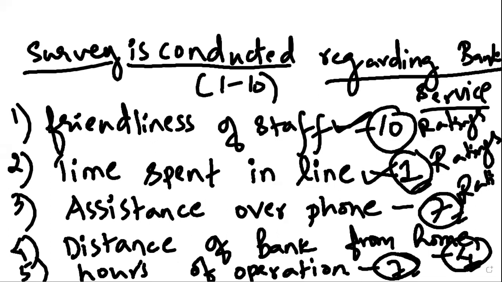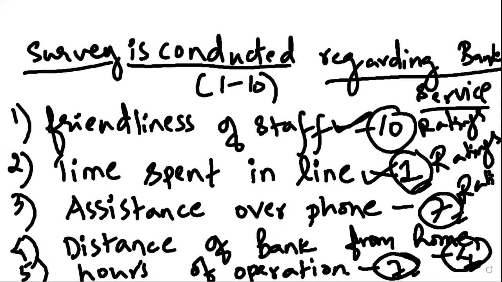Now let us assume that there are 5 or 6 questions, it doesn't matter. Right. So now, out of 10, 6 customers have rated question number 1. 6 customers have rated question number 2. Similarly, all the 6 questions are being rated here. So these are the different ratings.